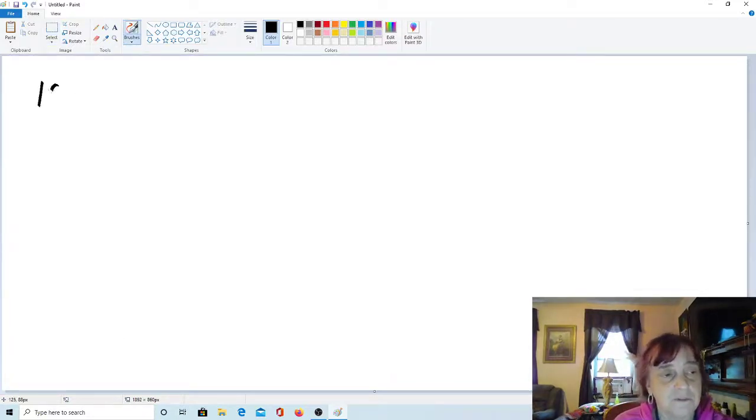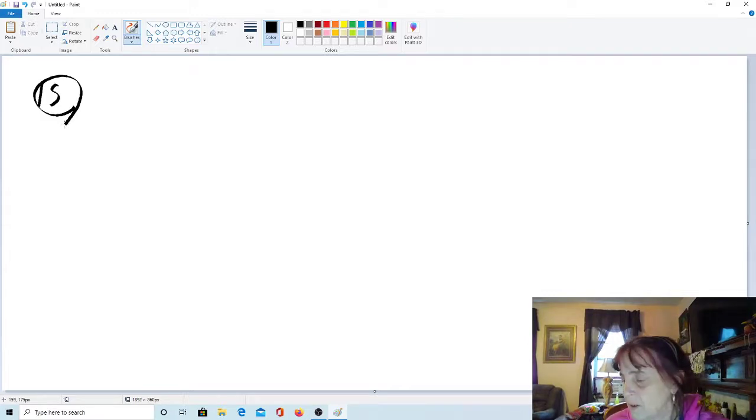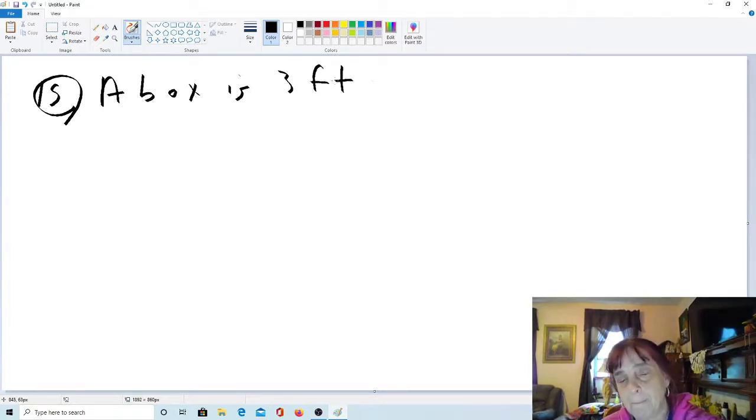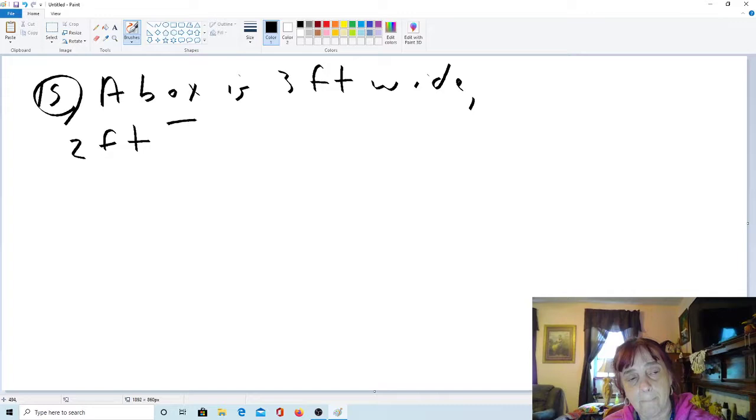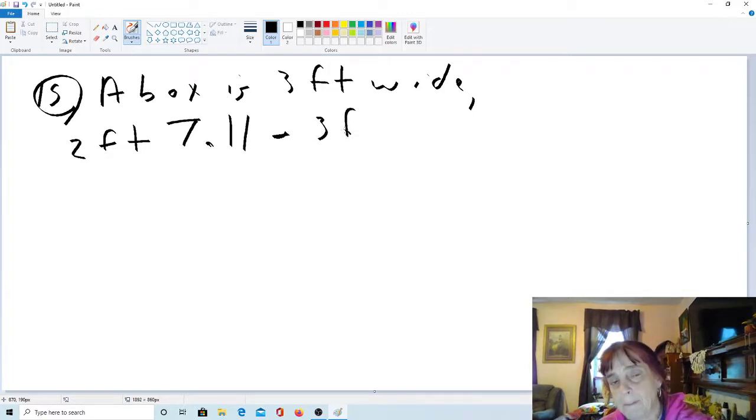All right, number 15. A box is 3 feet wide, 2 feet tall, and 3 feet long. What is its volume?